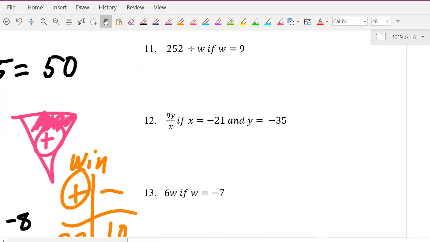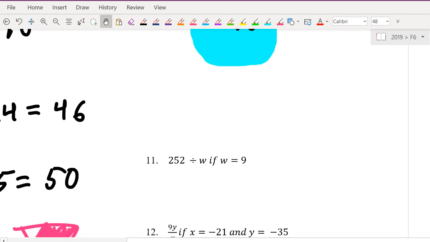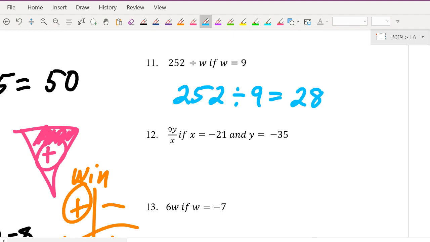Did we already do this one on top? No, the 100. So number 11: 252 divided by 9. What did you get? I got 28. Is she correct? Yes. Awesome. Give her a hand. Good job.